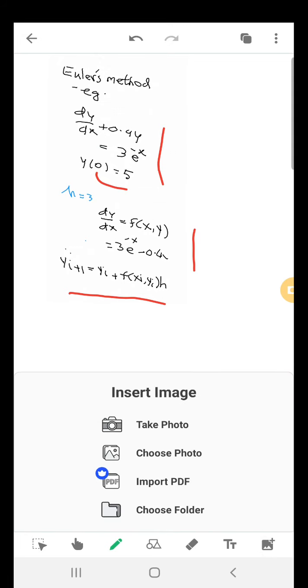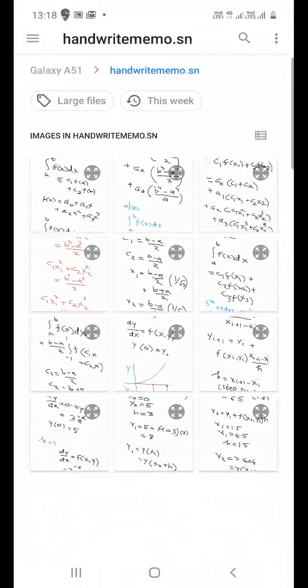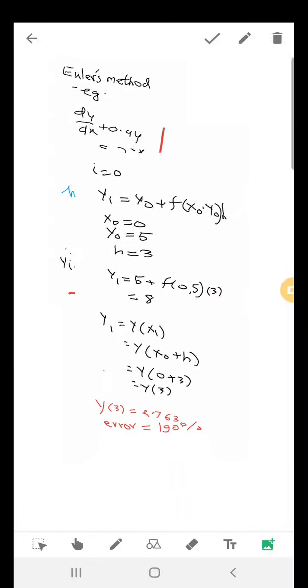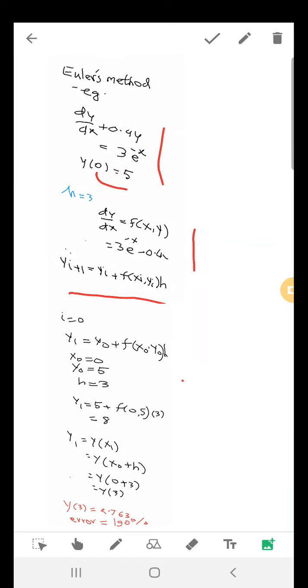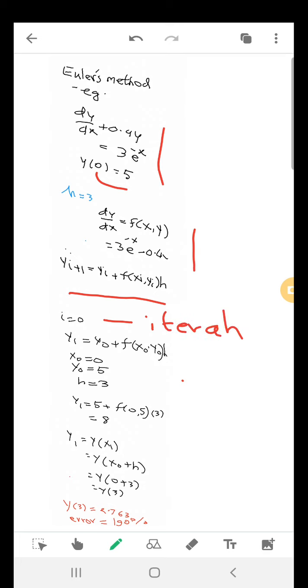The next step goes like this. For the first iteration, we have taken the value of y as 3. So the value of y comes out to be 8. Now the true value of y is 2.7. So you can see there is a huge amount of error involved.